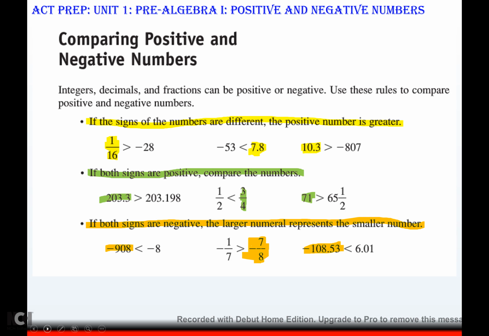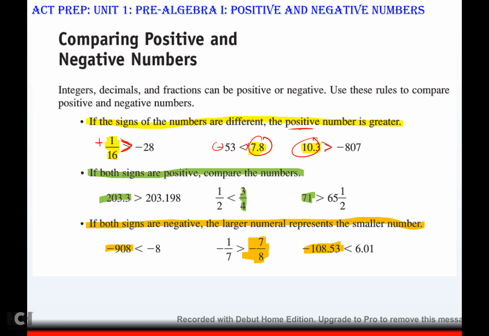Alright, comparing positive and negative numbers. Basically, whoever's the rightest is the biggest on a number line. Okay, if you're comparing signs, you can use these rules. If the signs of the numbers are different, the positive number is greater, obviously. So this one's positive, this one's negative, so positive is greater. Positive is greater than negative always.